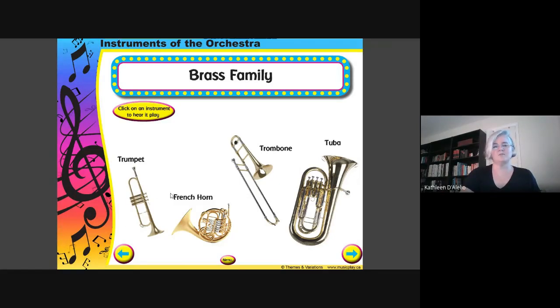So on this page, the trumpet is the highest. Here's the tuba. It's the lowest one on this page. Okay, here's the trombone. The trombone has a slide that makes it sound unique. You know that tune. And here's the last brass instrument of the day, the French horn.